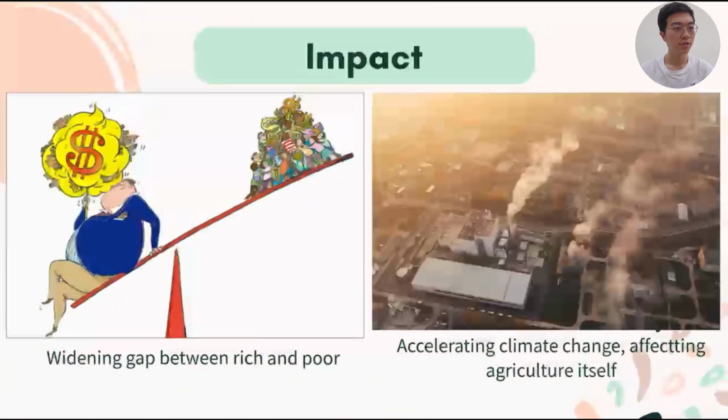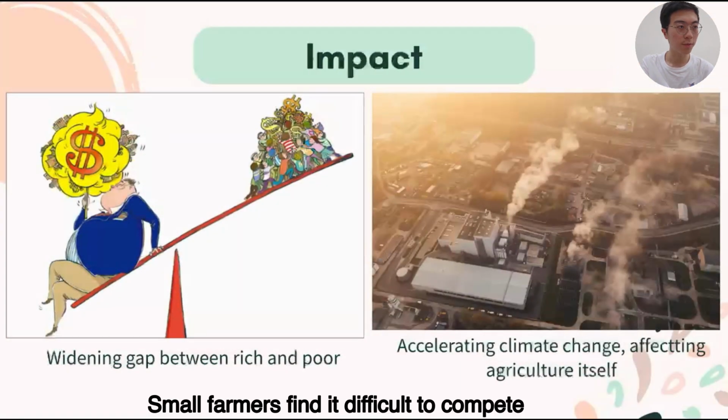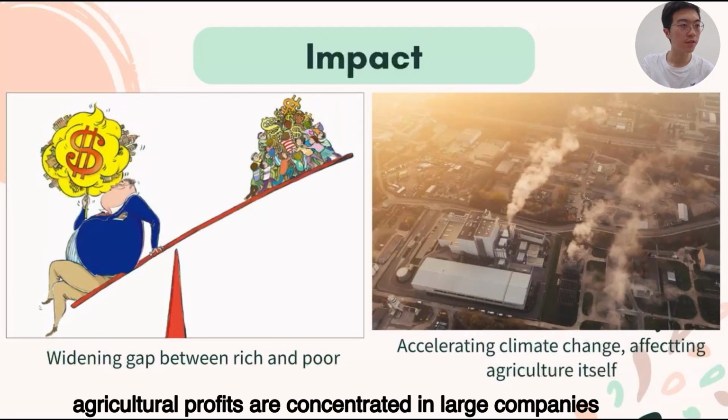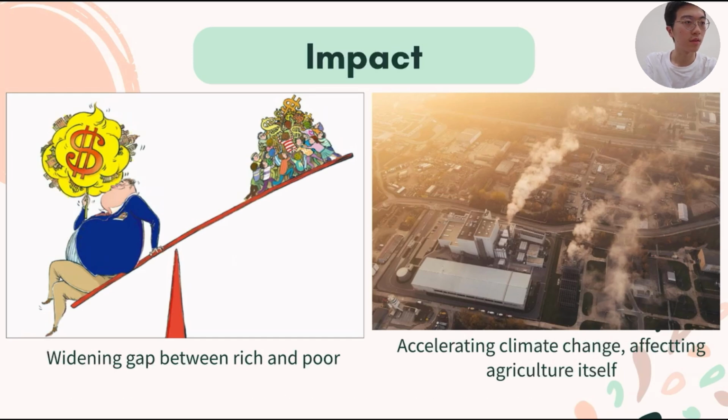Impact. Social inequality has increased. Small farmers find it difficult to compete. Agricultural profits are concentrated in large companies, and the gap between the rich and the poor has widened.